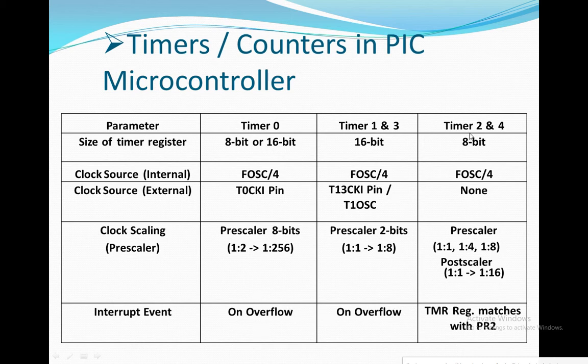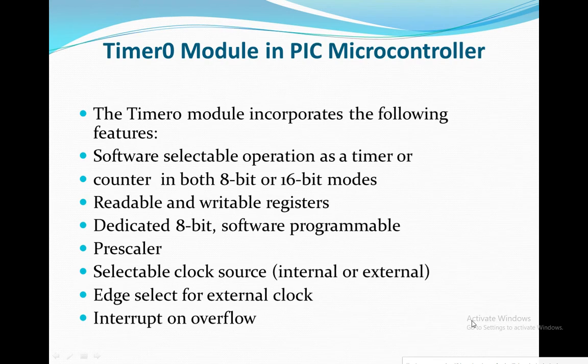In the same way, timer 2, as I told you, is related to the CCP module, which we will discuss while interfacing DC motor with this PIC microcontroller. In that session we will discuss timer 2, which is used for CCP module. Next is the timer 0 module, which has some features. So these are the features of timer 0.